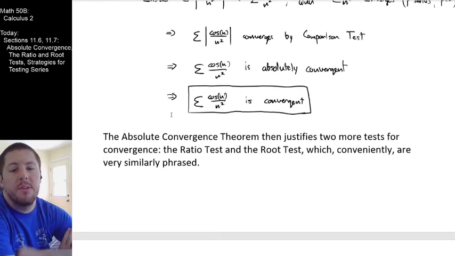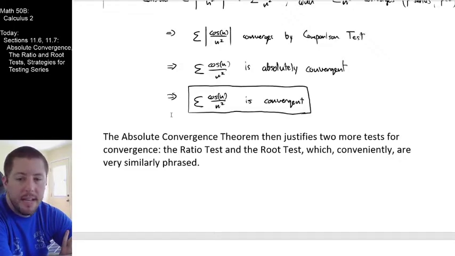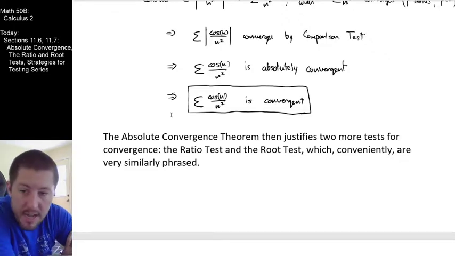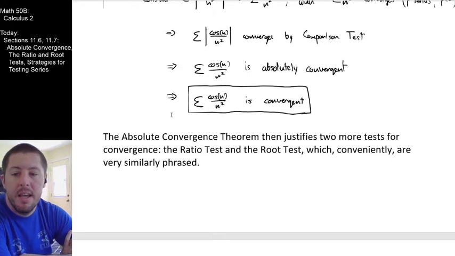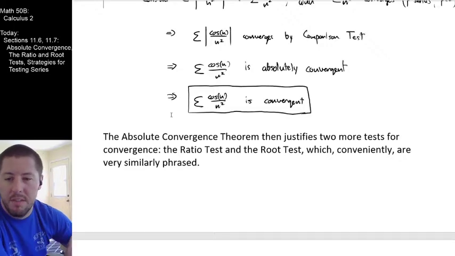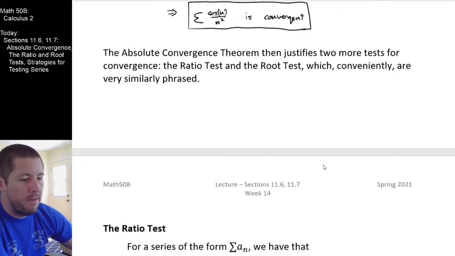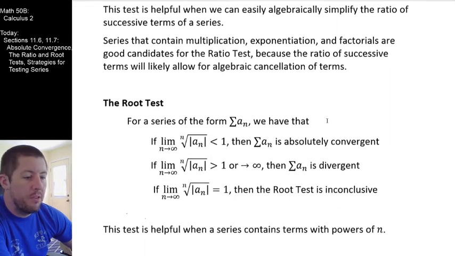So the absolute convergence theorem helps us justify two more tests for convergence. They're called the ratio test and the root test. So we are getting two more tests right now. The good news is that they are phrased identically. The structure of these tests is identical. The little computation that we're going to do to check some things is going to be a little bit different, but the structure of the test is going to be identical. So I'll show you what I mean right here. We've got the ratio test and we've got the root test.